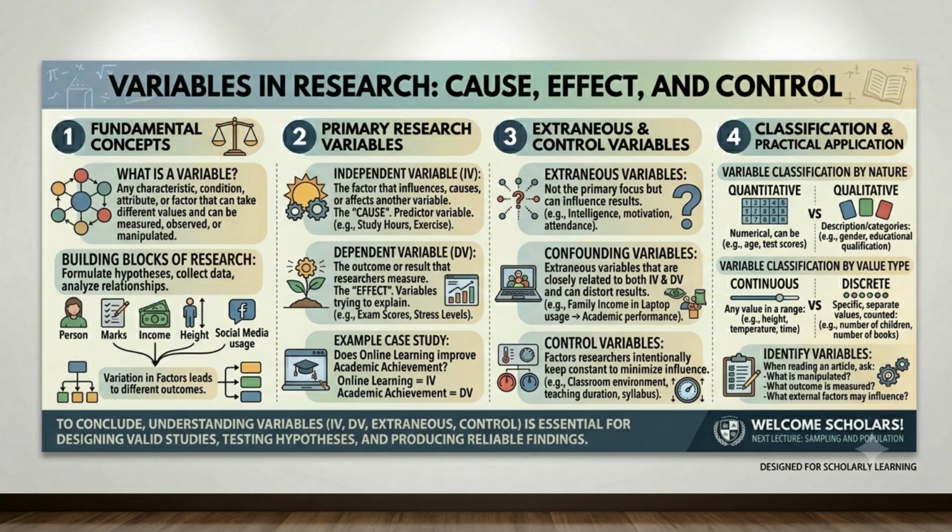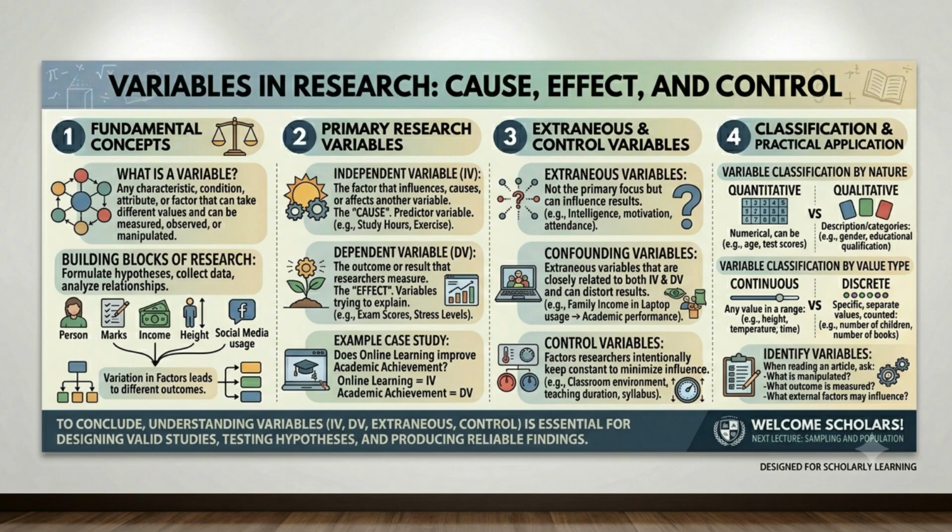Let us understand these concepts through a practical example. Imagine a researcher investigating whether the use of educational videos improves student learning. In this study, the use of educational videos is the independent variable because it is the factor being introduced. Student test scores are the dependent variable because they represent the outcome being measured. Factors such as intelligence, study habits, and parental support may serve as extraneous variables because they can influence the results.